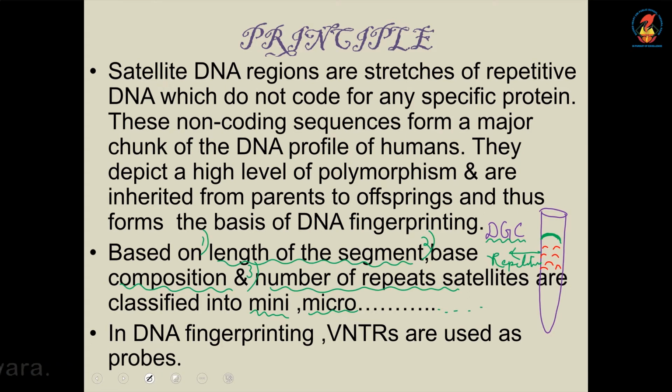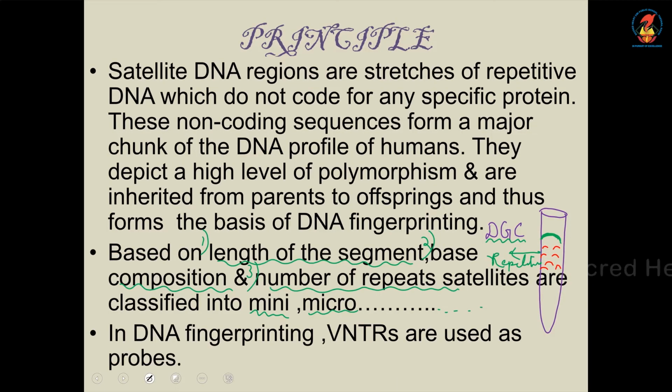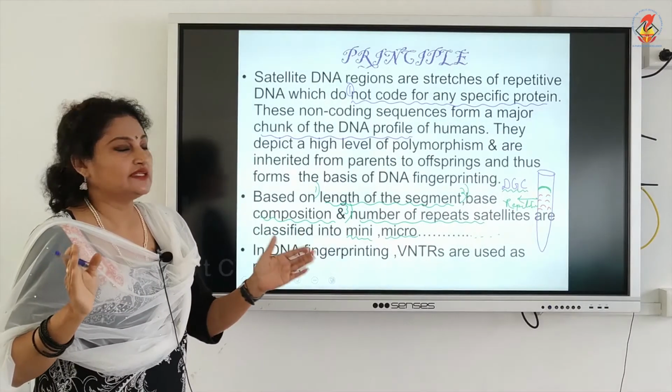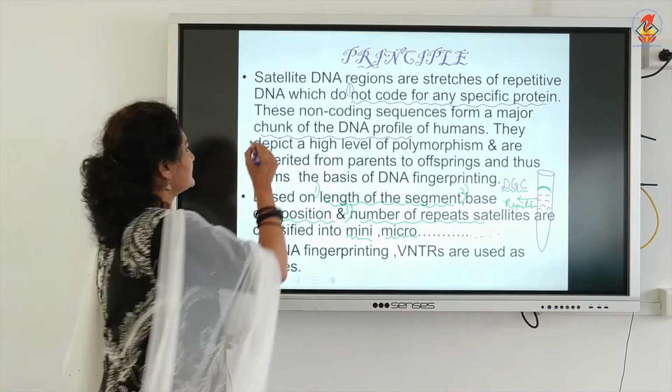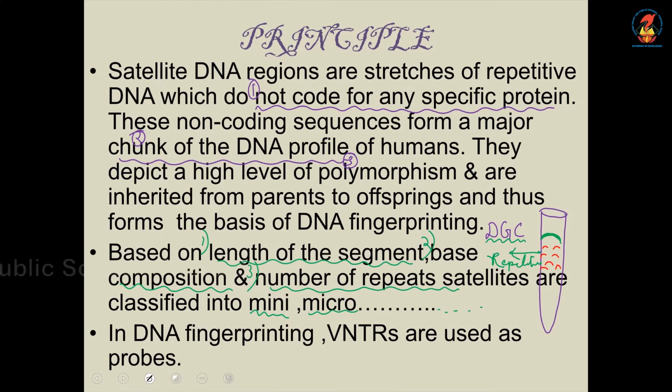And the properties of these satellites, if I highlight it in points: the first property is that they do not code for proteins. Then they form a major chunk of the DNA profile. A major portion of our human DNA is made up of these satellites. Third point is, as Sir Alec Jeffreys found, it showed a high degree of polymorphism. And he also noticed that we inherit this polymorphism from the parents. It was passed from the parents to the offspring.